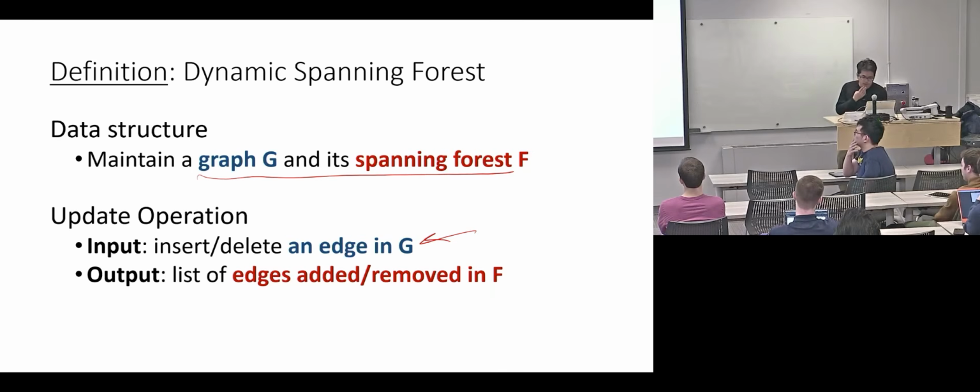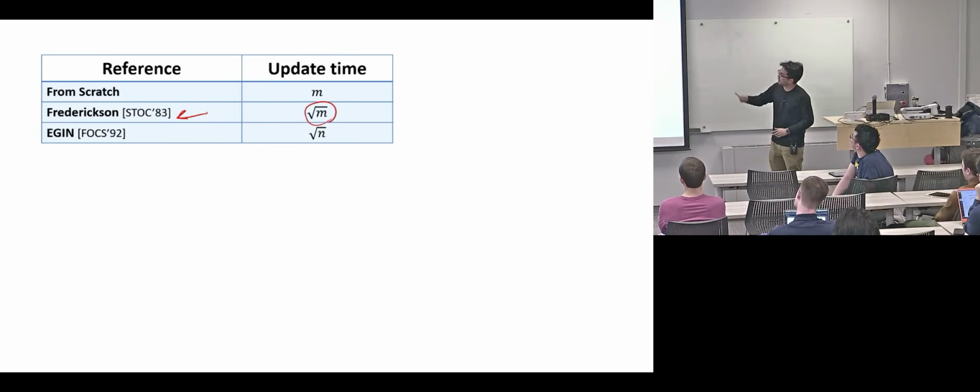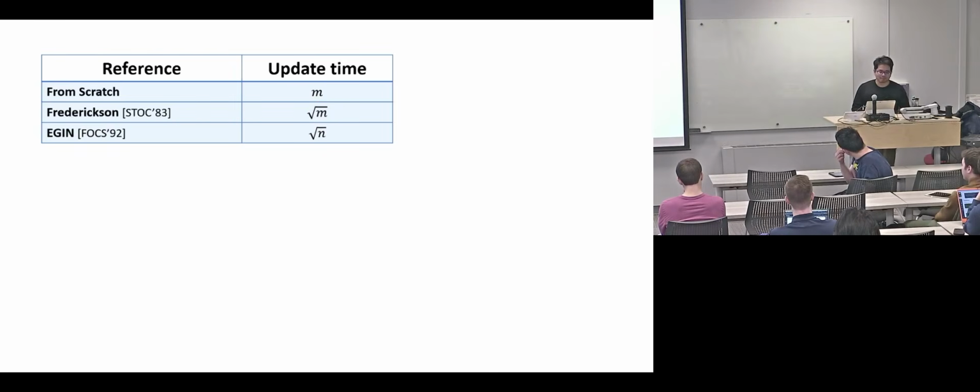So it turns out that people have thought about this, and 40 years ago, Frederickson showed that you can actually do better than linear. You can do it in square root m time. That's already impressive. It's not clear at all how to do this, and I will not tell you. But it can be done. And there are some improvements from root m to root n.